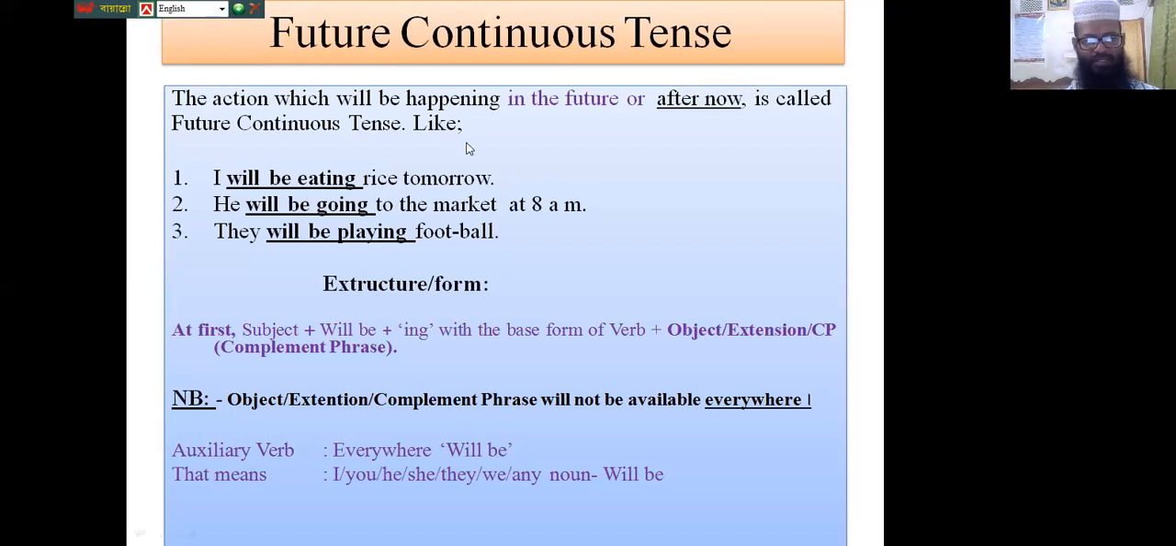At first, the definition: the action which will be happening in the future, not now, but after now, is called future continuous tense. Okay.